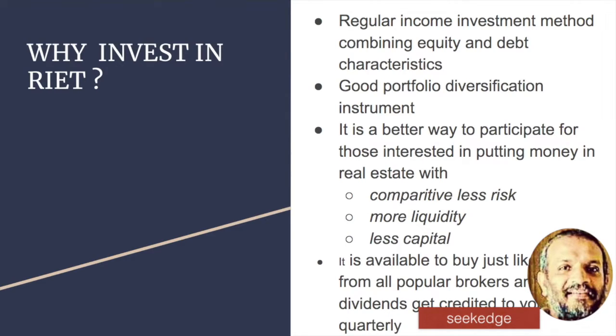Now, you can buy it just like we already mentioned. You can buy it just like a stock from all the popular brokers like Zerodha, Upstox, Fyers, wherever, because it's listed on both exchanges, just like you buy a stock. And the dividend, interest or whatever you get back as rental income from the trust gets directly credited to your bank account, just like other investment dividends.